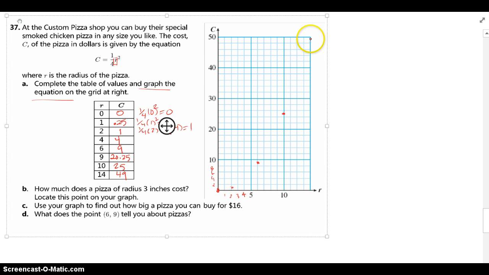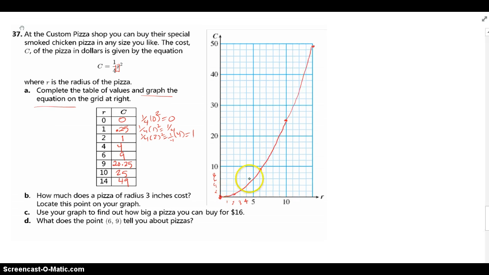Notice I'm getting something that's rather curvy and not a line, so that represents the cost in terms of the radius of the pizza in inches. So I'm going to connect these with a curve. So I've connected them with a curve. It's just an approximation, of course, because I didn't do all the ordered pairs, so this is a sketch to the best of my ability.